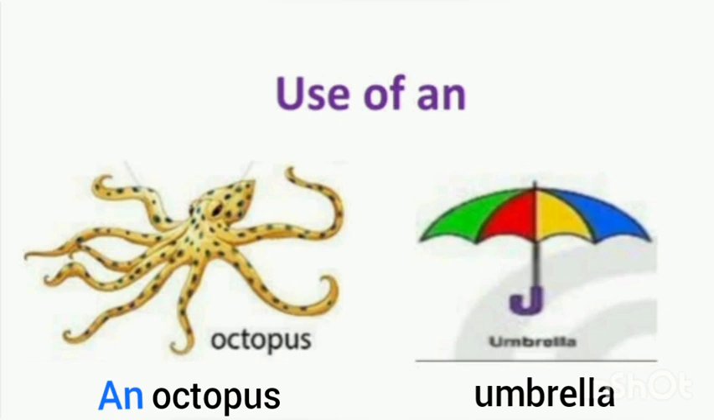Look at the second picture. What is this? This is an umbrella. The spelling of umbrella is U-M-B-R-E-L-L-A. The first letter of word umbrella is U. U is vowel. So we will use AN here. An octopus, an umbrella.